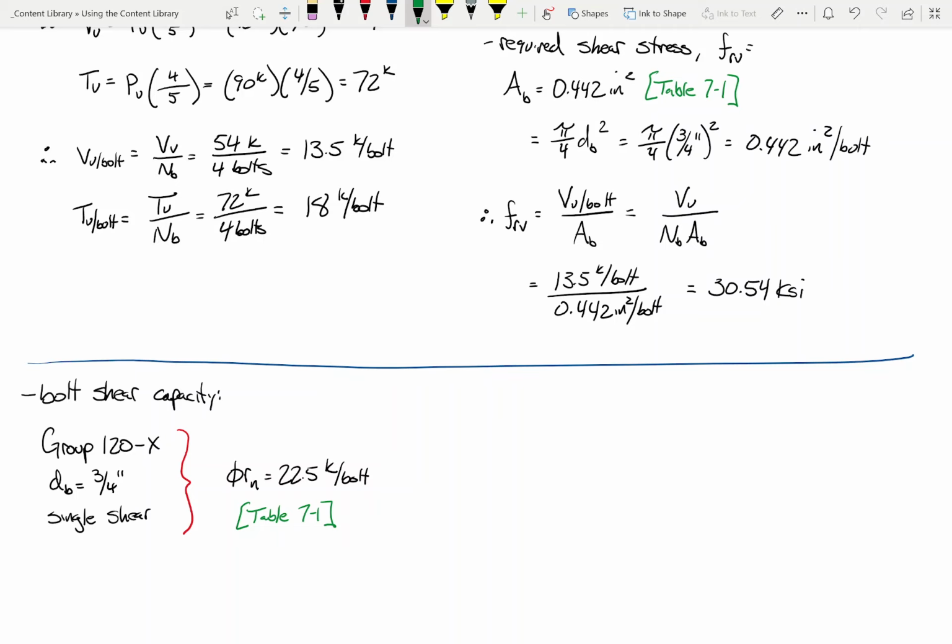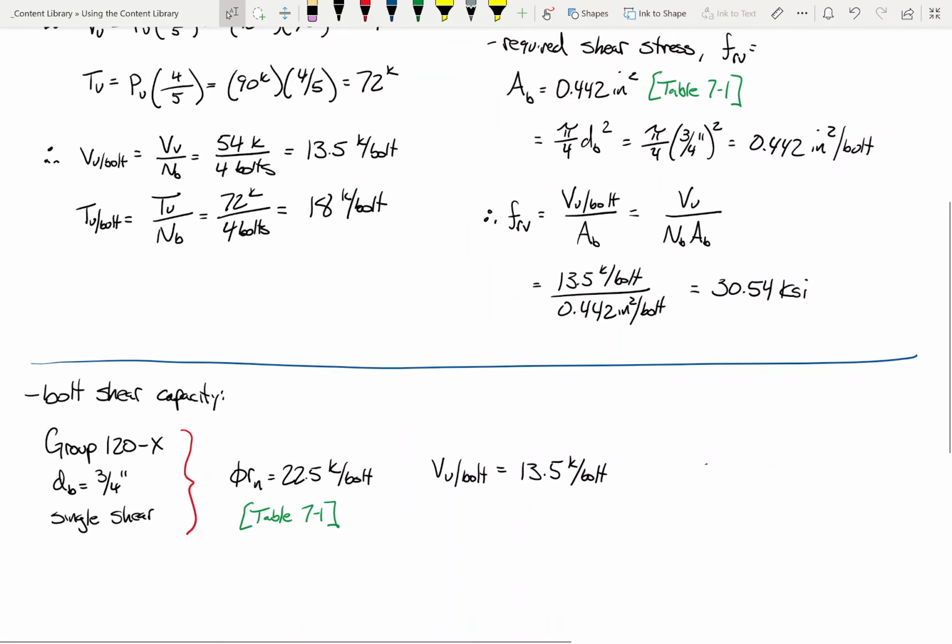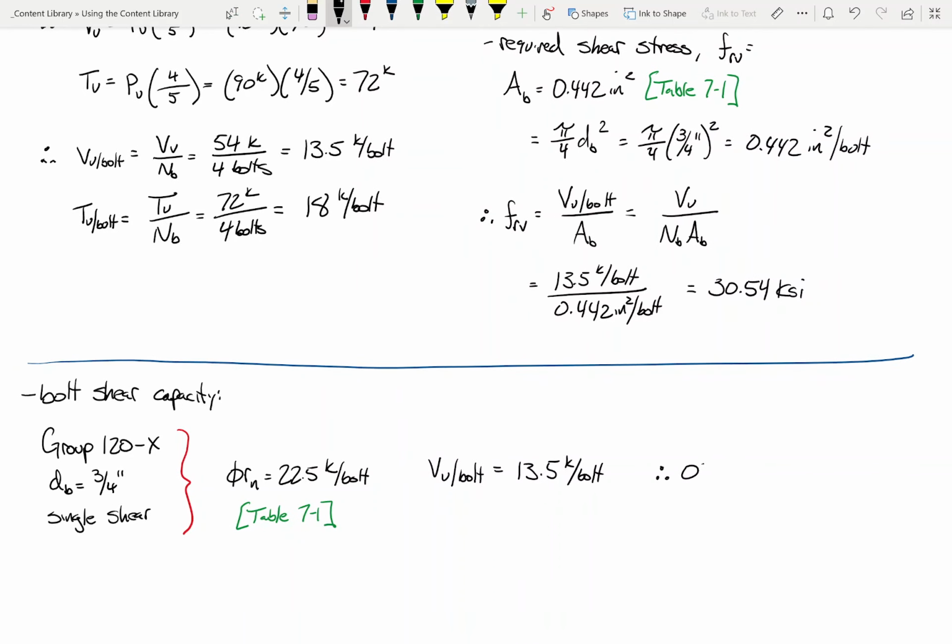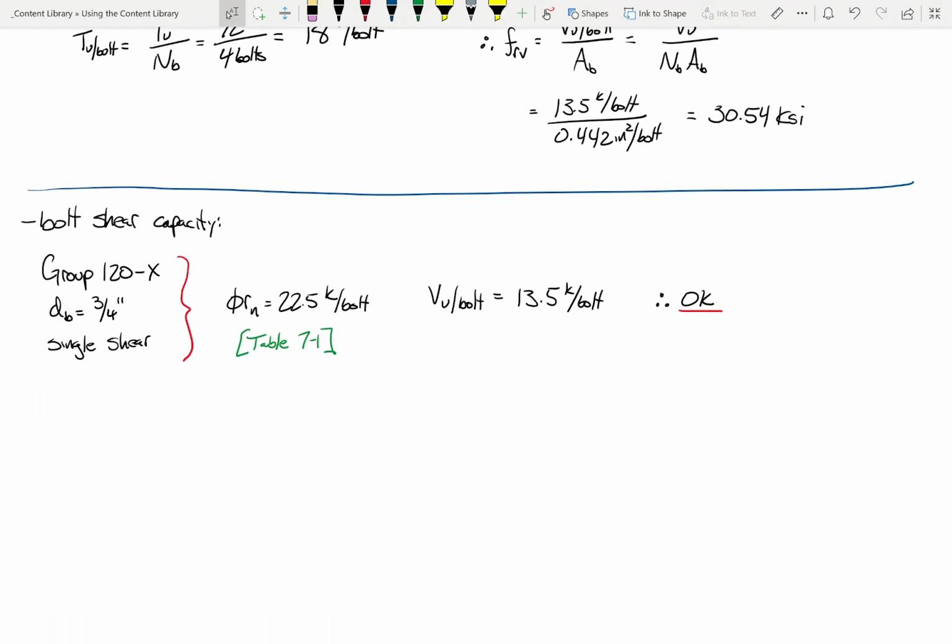See, before, what we would do is take this, multiply it by the number of bolts, and then compare it against the total shear. But we went ahead and computed this. So why don't we just say, okay, we have a shear capacity per bolt. We have a shear load per bolt, and that is 13.5 kips per bolt. Can I make any conclusions about this limit state right now? So far, so good. We satisfy this limit state. Done. We have now satisfied this limit state, okay?